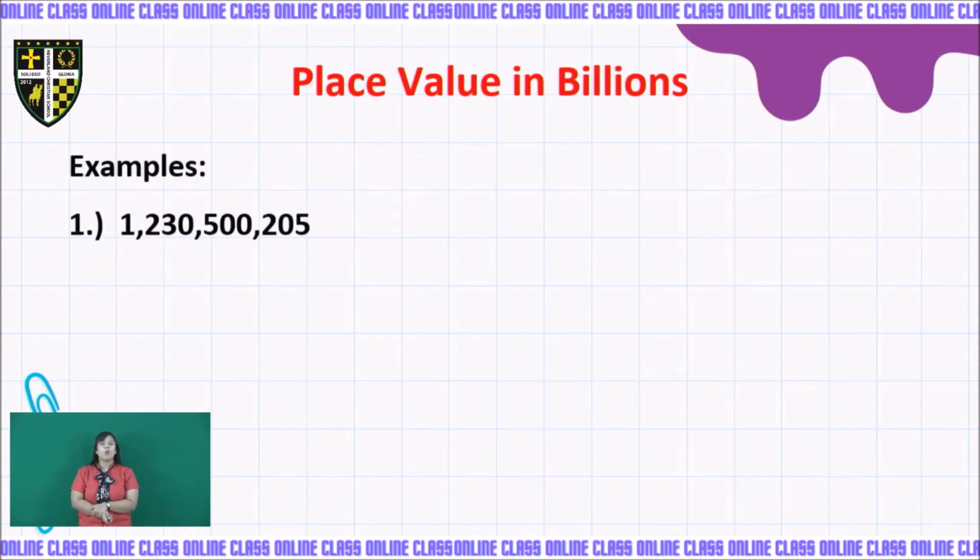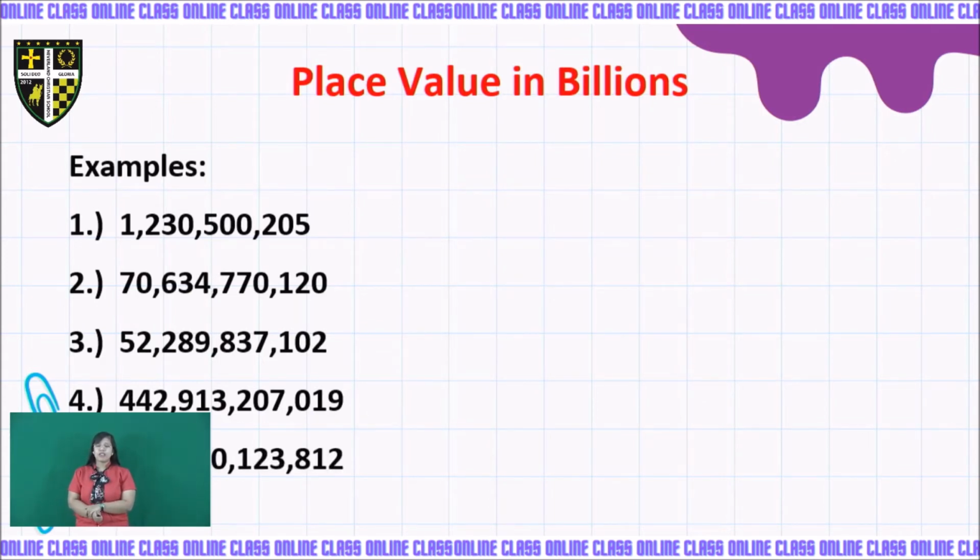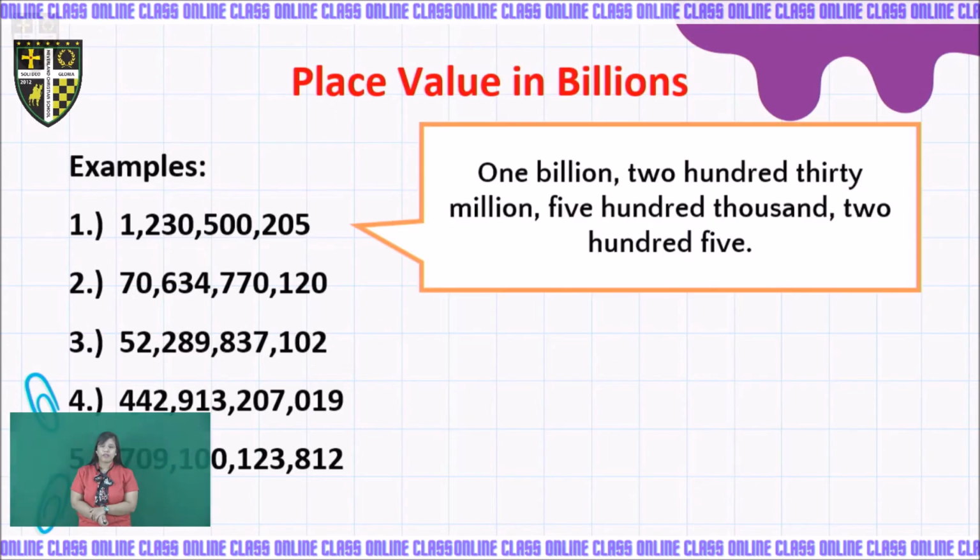So we have 1,230,500,205. 70,634,770,120. 52,289,837,102. 442,913,207,019. 709,100,123,812.